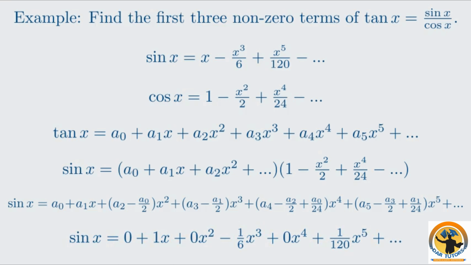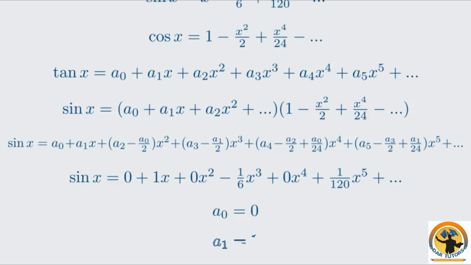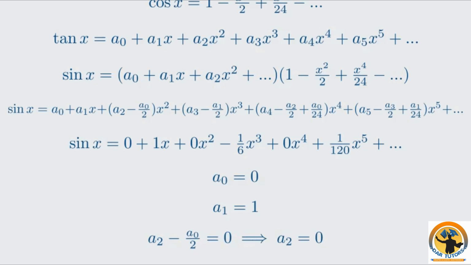Let's compare the coefficients. The constant term on the left is 0, so a sub 0 must be 0. The coefficient of x is 1, so a sub 1 is 1. The coefficient of x squared is 0, so a sub 2 minus a sub 0 over 2 is 0. Since a sub 0 is 0, a sub 2 is also 0. Let's find the next non-zero term, which we expect to be x cubed.